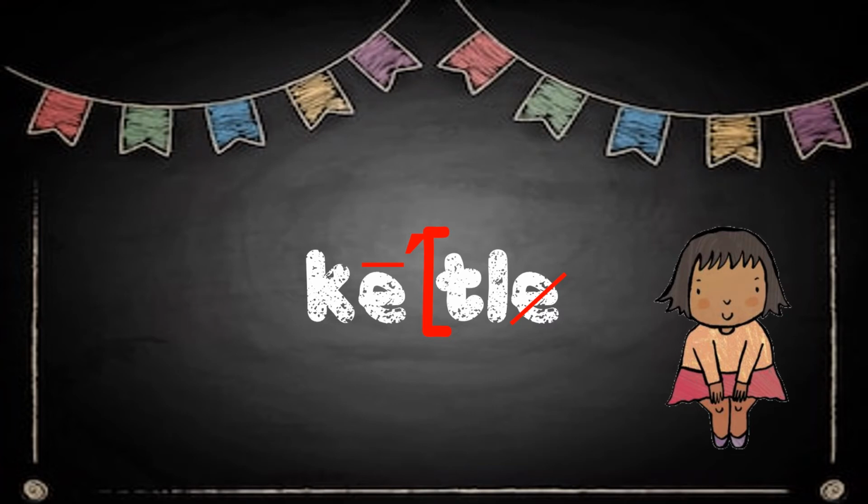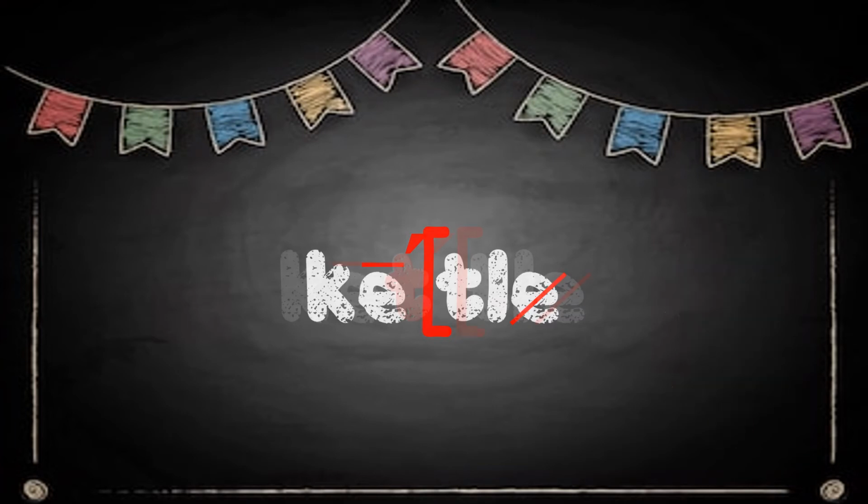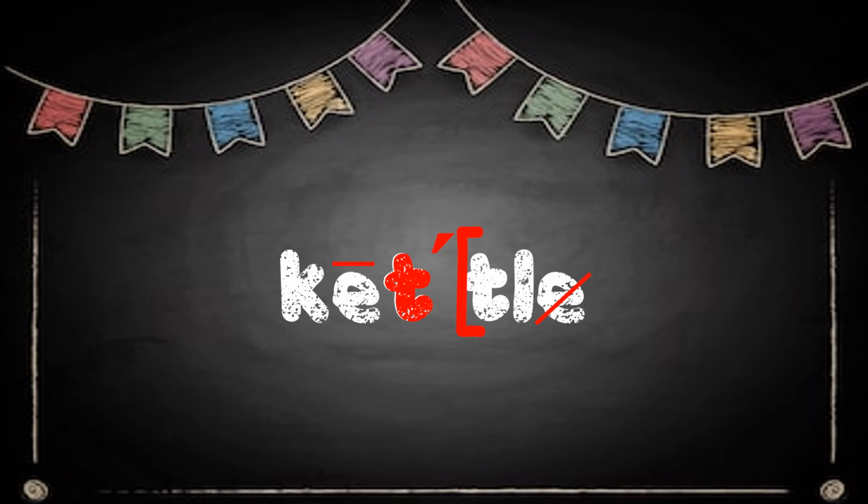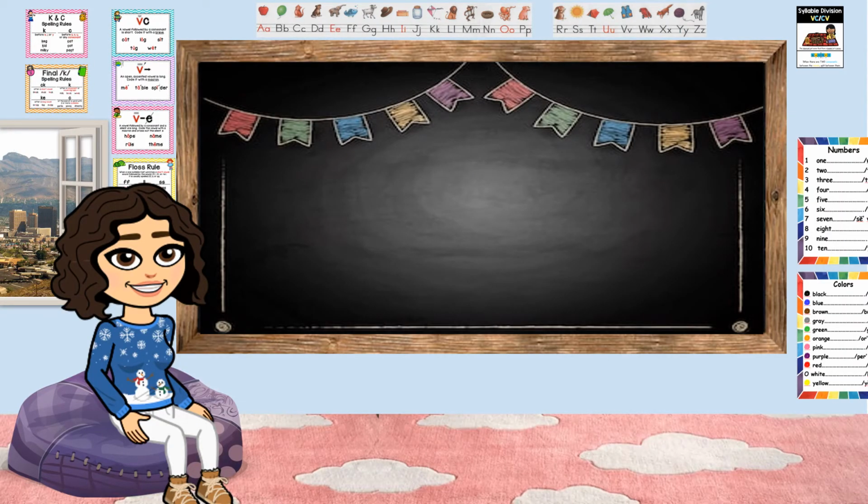K-e-tull. Yes, we need to add another T to this word. So let's add a T before our accent. We need it to be part of that first syllable. Now we can change that macron to a breve because we know that letter E is going to be short. Now when we read this word, we have the word kettle. Kettle. Good job, boys and girls.